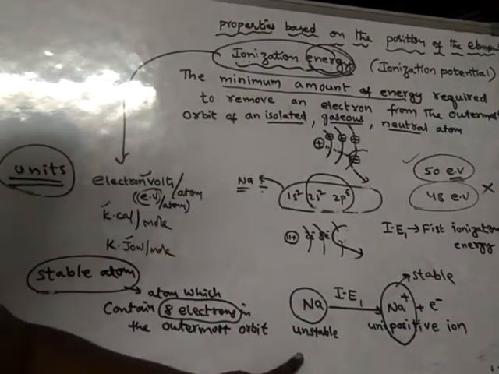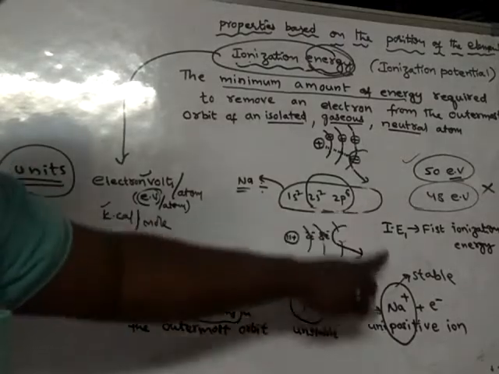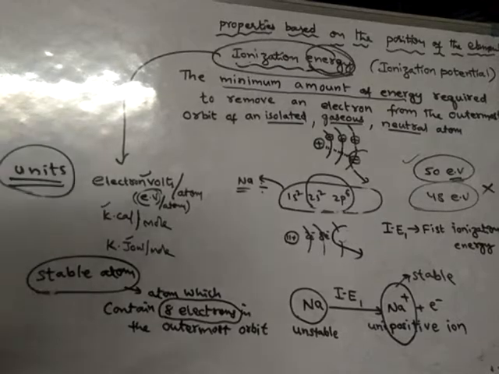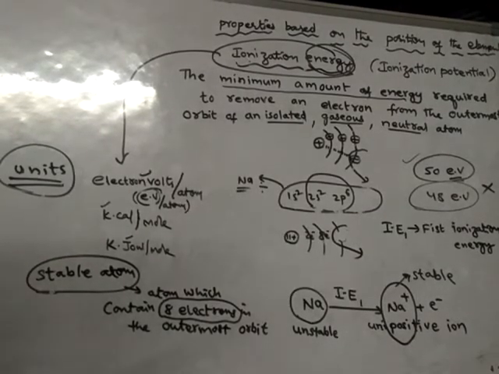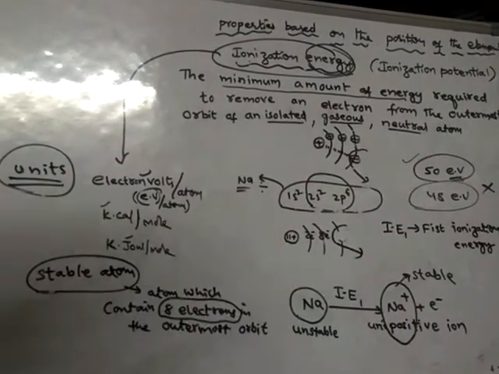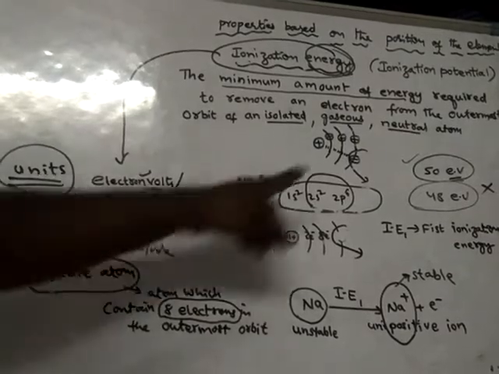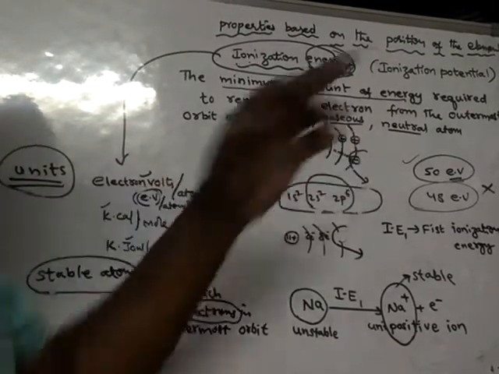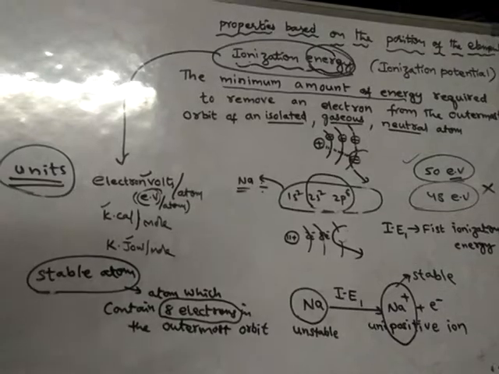Sodium is unstable, but after removal of one electron, it will become stable. That is why sodium is ready to lose an electron. But in order to take that electron out of the sodium atom, we have to spend some energy, or else it requires some energy. The amount of energy required to remove an electron from the outermost orbit of an isolated gaseous neutral atom is said to be ionization energy.